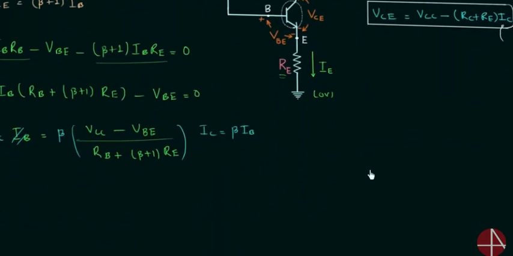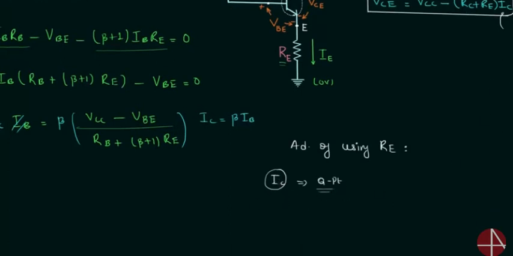The next thing is the advantage of using emitter resistance RE. We don't want the operating point to change. Once the operating point is fixed, we don't want it to change, and if collector current IC changes, this implies the operating point, the Q point, will also change, because collector current is one of the coordinates of the operating point. The collector current will change because of two things.